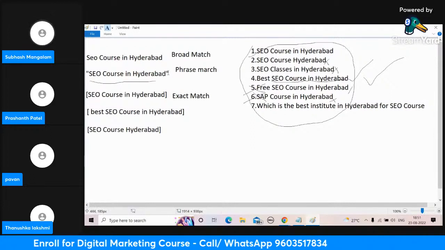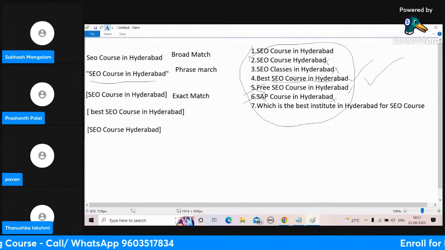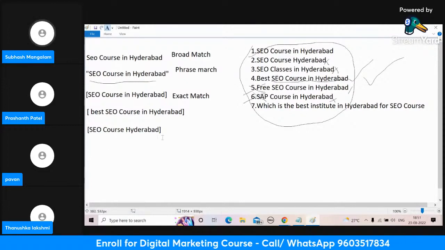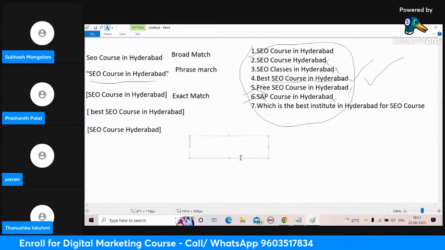But you know what? I always recommend phrase match. You don't need to work this much. What you can do is phrase match. The first one is appearing, the fourth one is appearing, and the fifth one is also appearing. To block the fifth one, what you can do is negative match.